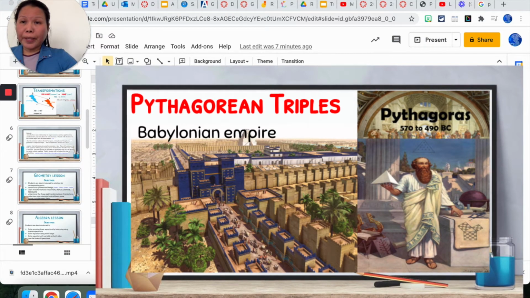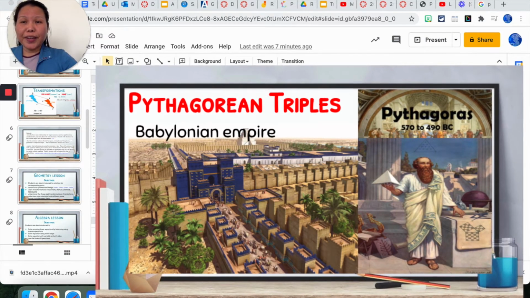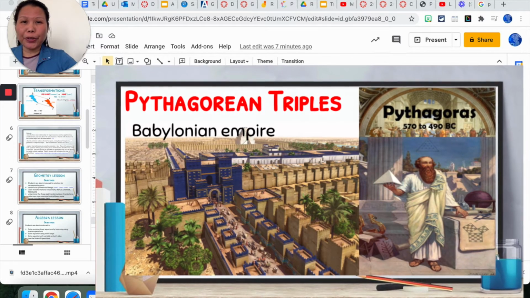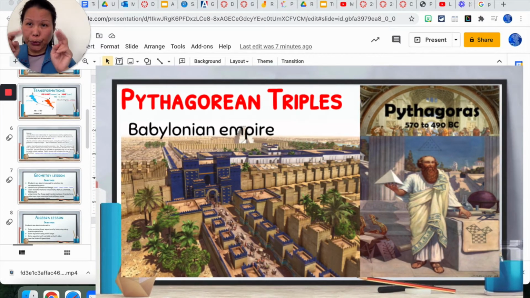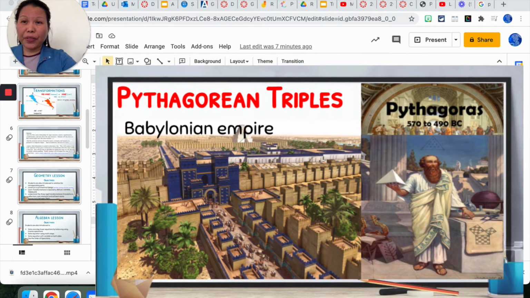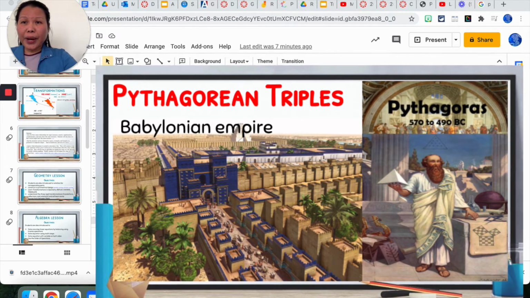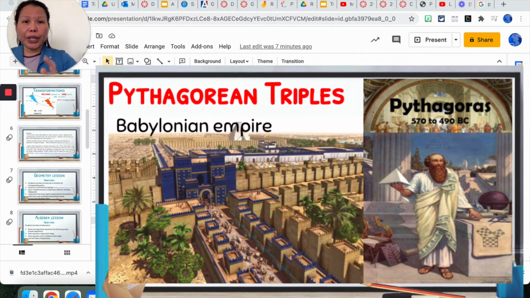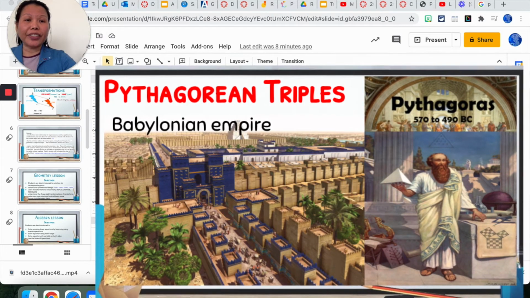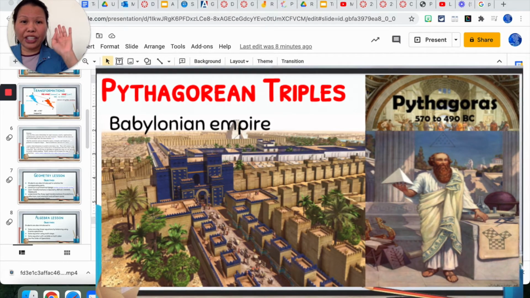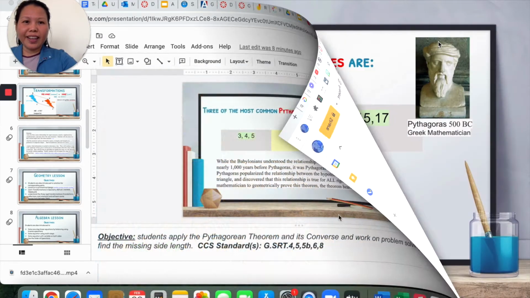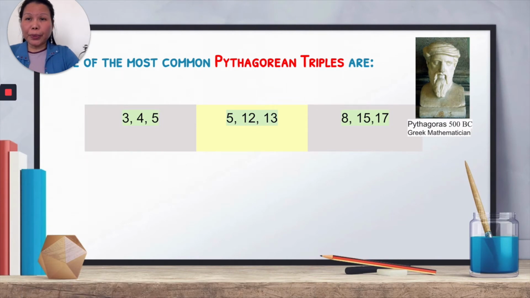Pythagoras was a Greek mathematician in the 500 BC, and there's just one interesting fact I want to share with you. He's the first one to prove it, that's why the theorem bears his name. Pythagoras was not the first one who understood the relationship regarding the sides of a right triangle; people knew it nearly 1,000 years before Pythagoras. Three of the most common Pythagorean triples are 3, 4, 5; 5, 12, 13; and 8, 15, 17. I actually only remember the first set, 3, 4, 5. We will prove it to you in the next slide.